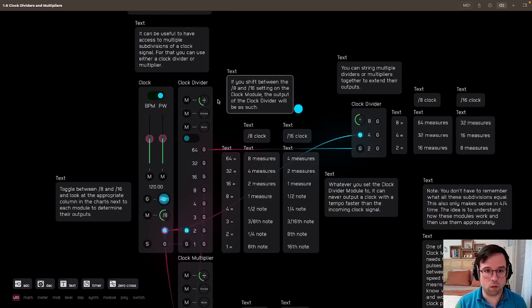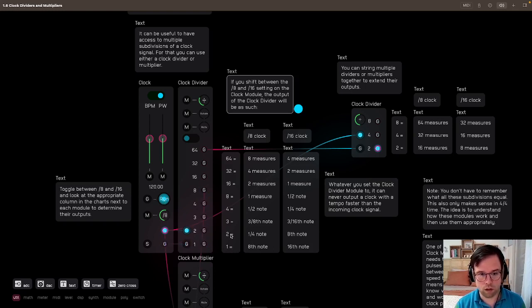So we're on divided by 8 right now. So we're looking at this column here. We have it at the tempo 120 divided by 8, and at the 1 that's going through here, that's the 8th note, right? That's to be expected. So if it's divided by 1, that's the 8th note.